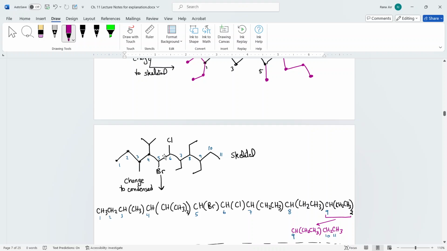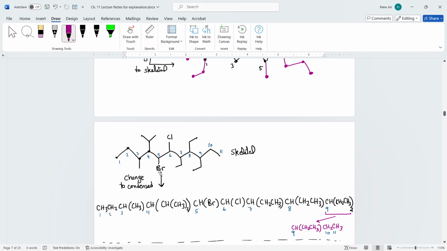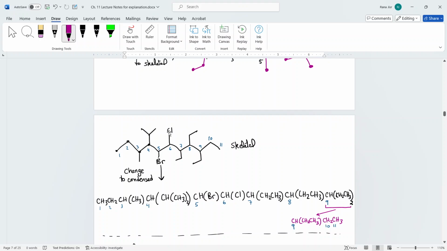Now, of course, the heteroatoms can also be there. So it's exactly the same thing. Those heteroatoms are still branches. So if they are branches, they're going to be coming off the main chain in there. So again, you're going to treat them like a CH3, and you are going to put them in parentheses.